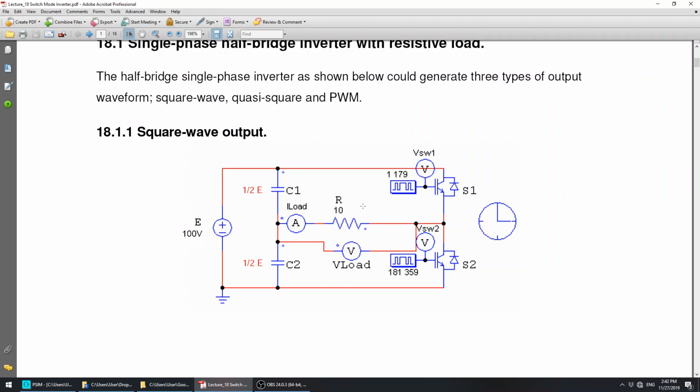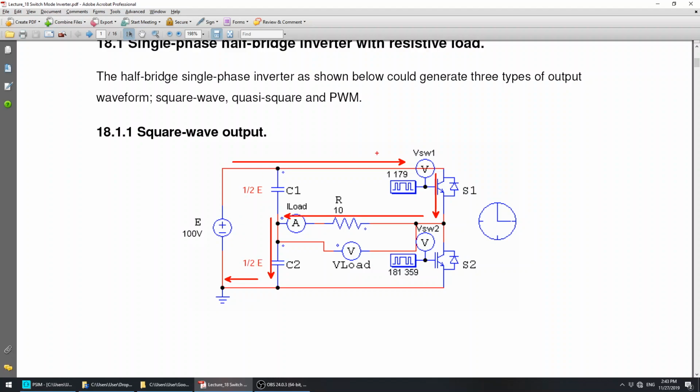So the circuit operates whereby whenever S1 is on, S2 must be off. It works alternately, or anti-phase they call it. So you have S1 on and S2 off. Whenever the top switch is on, the current will flow through this side and come to switch 1, then go through the load and finally go to C2 and come back to the supply, right?